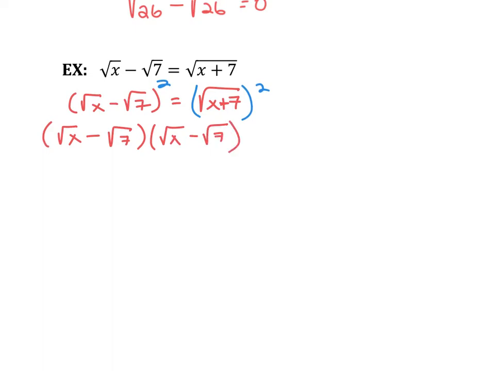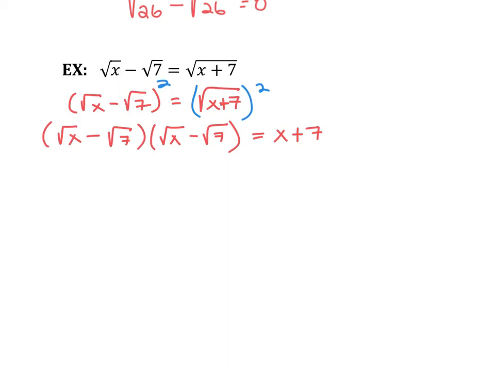So obviously the squaring, the square root of x minus the square root of 7, we could write out as such. That's a binomial squared. And again, that may help us with the whole foiling process. The right-hand side obviously is just going to be x plus 7.